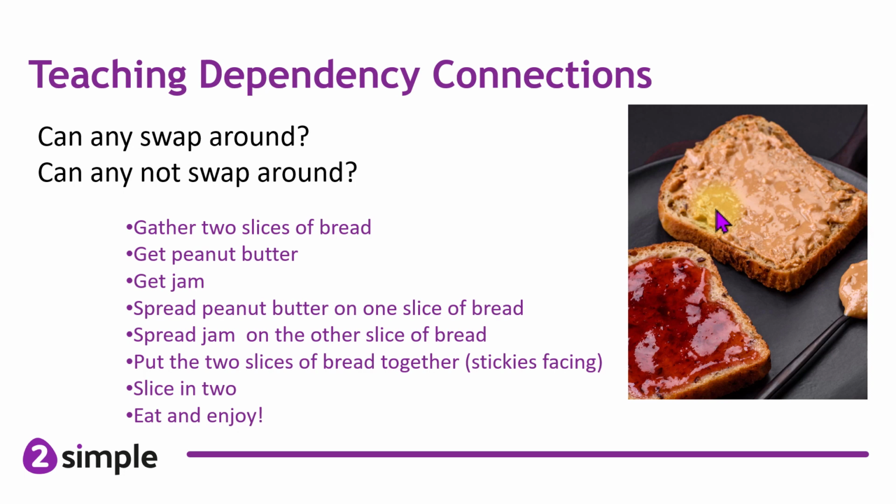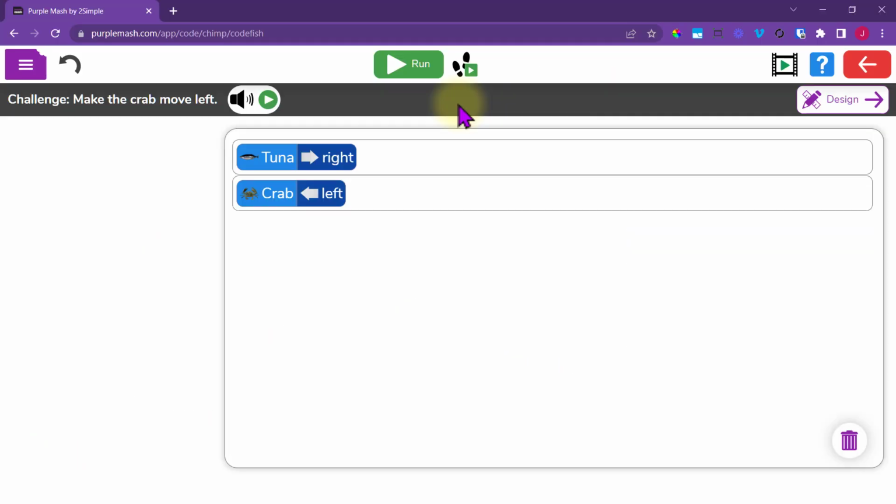And you might get the children to think, could any of these be swapped round? Could any of these not be swapped round? Do any need to come at the end? And you can get quite a lot of mileage out of this. And you could maybe make the sandwich according to the children's instructions and have a bit of fun with it.